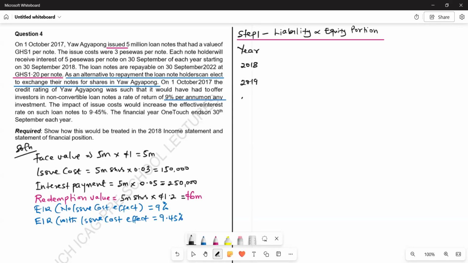Because of the Kolo people. So when they say it's 30 years, I'll see how you go about year by year. You must know the two approaches. It's important. So whatever we get here is the liability portion. We now deduct from the face value to get the equity portion.